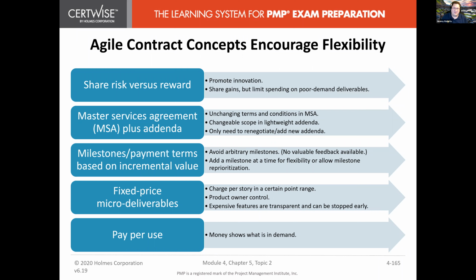Where if it's a flat fee, fixed price, you guys might only charge a certain rate per story, per iteration, per month, whatever it is. Now the customer knows how to budget to pay for these services. And pay per use. So the money shows what's in demand.